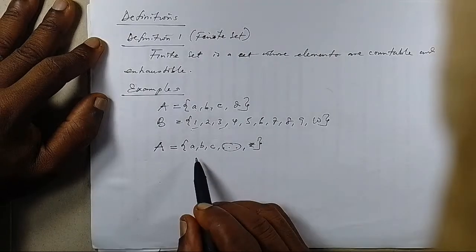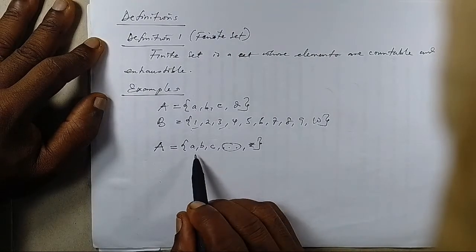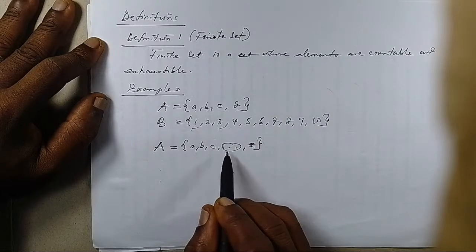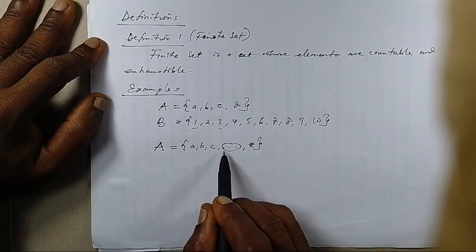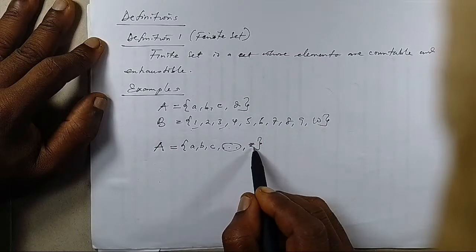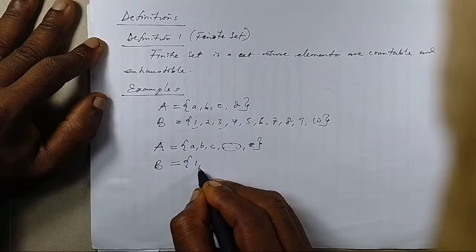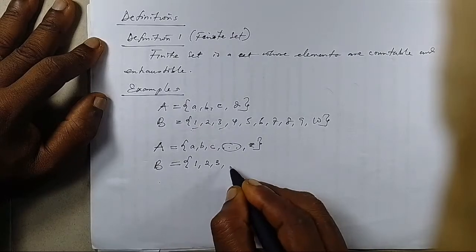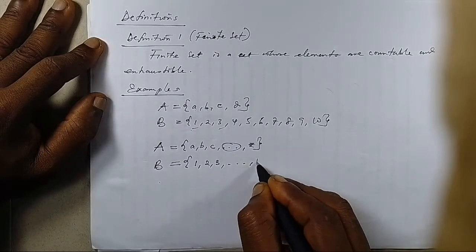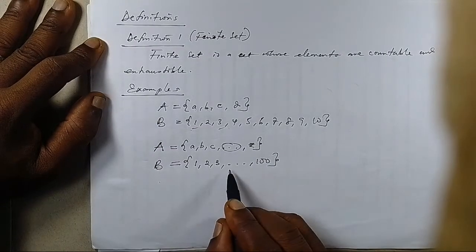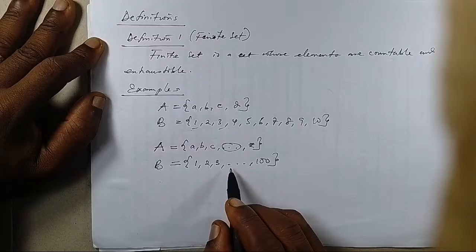So this is the set of all English alphabets. It starts with A, is followed by B, followed by C, and since the set is large, I will put ellipses and then end it with Z. Now, if I want to write a finite set that begins from 1, followed by 2, followed by 3, and proceeds to 100, all I will do is to put the last element after 3 dots, the ellipses.